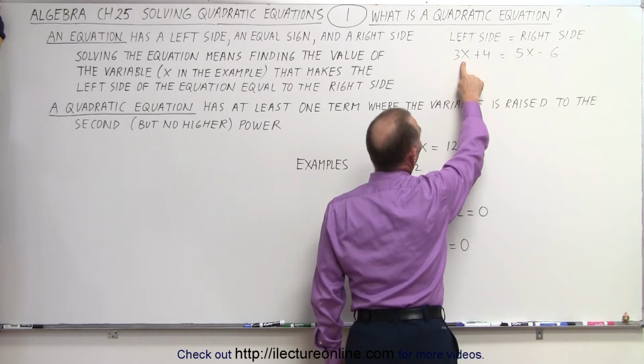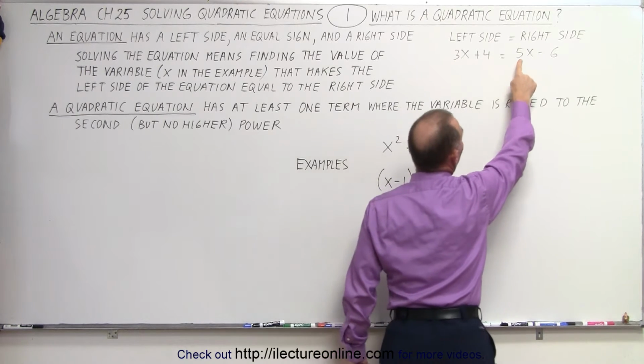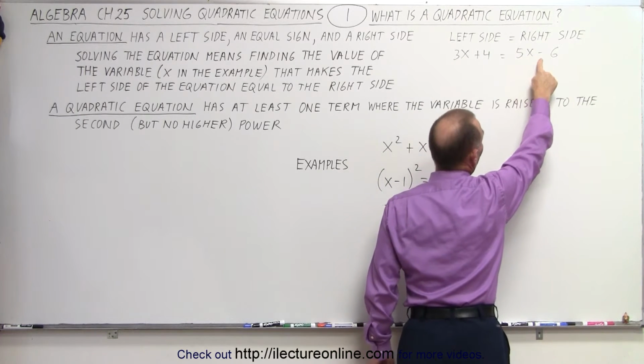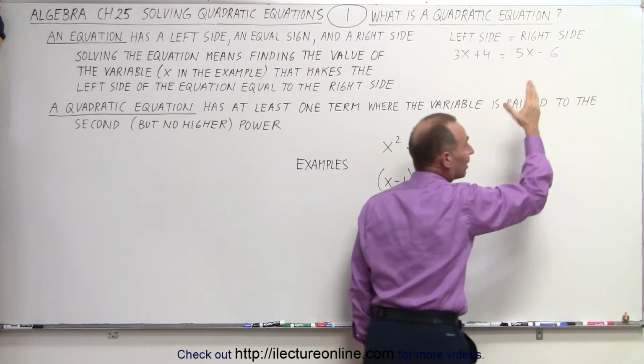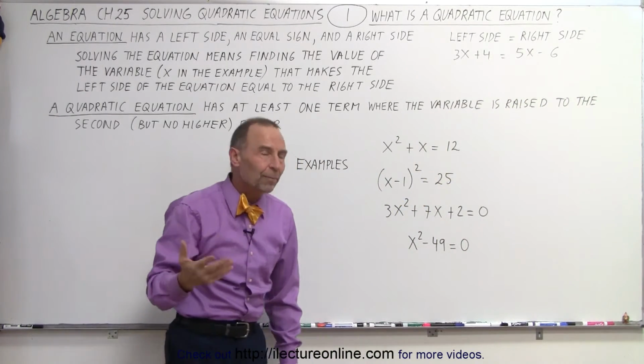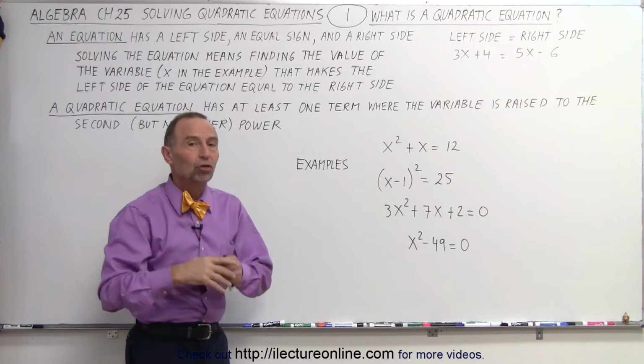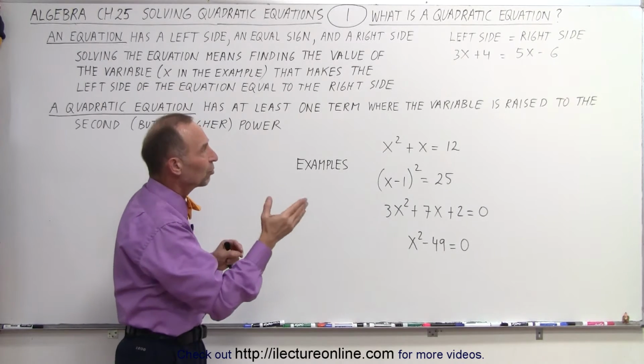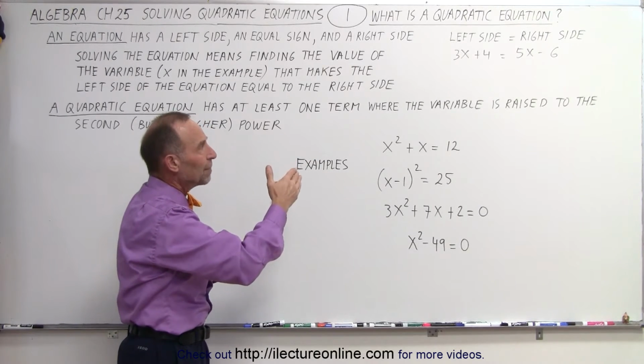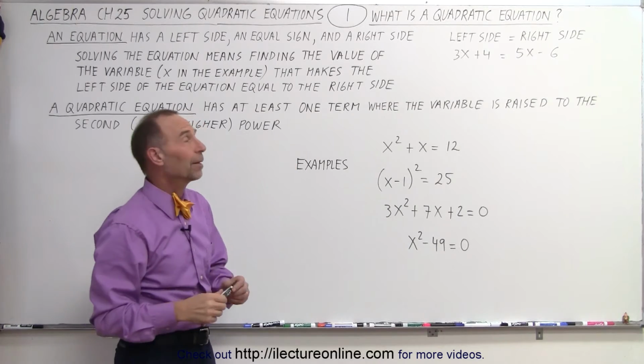Notice 3 times 5 is 15, plus 4 is 19. 5 times 5 is 25, minus 6 is 19. 19 equals 19, so you can see it's fairly simple with a linear equation to solve the linear equation, which means finding a value for x. That means that the left side will then equal the right side.